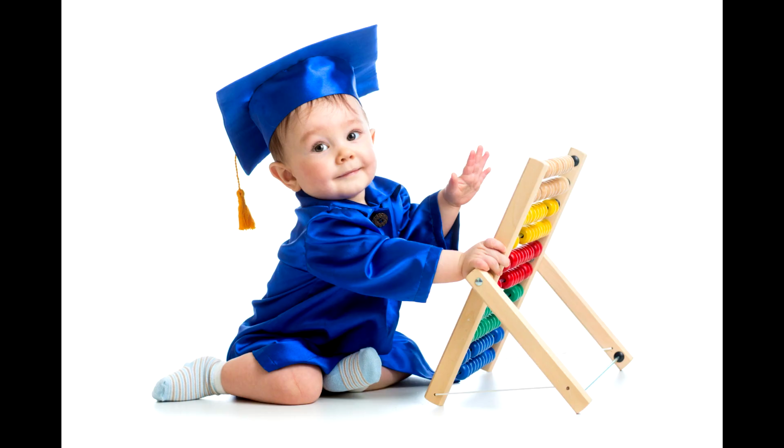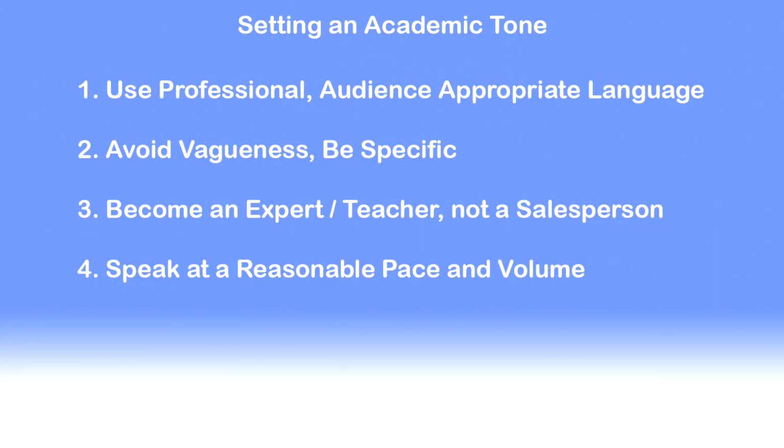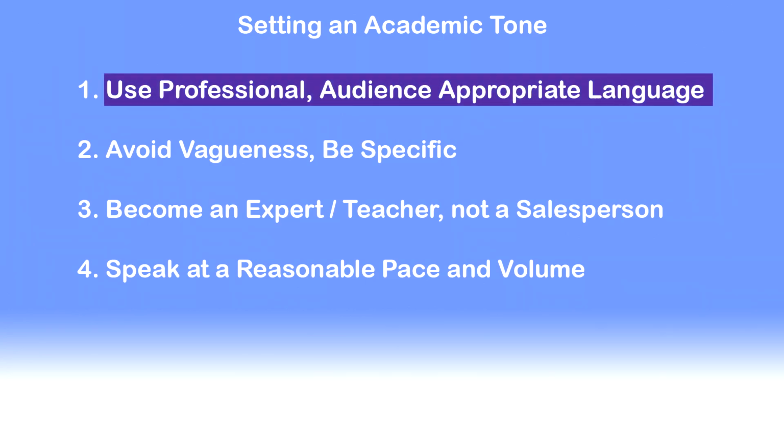In the last video, we briefly touched on tone. You're a college student in an academic setting, so you should be attempting to strike an academic tone. You're wanting to look and sound like an educated individual, a trustworthy expert in your field of study, an expert who wants their message to be clearly understood. Your first goal should be using professional, audience-appropriate language.